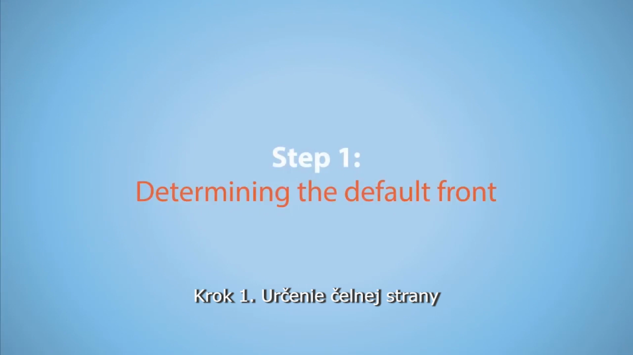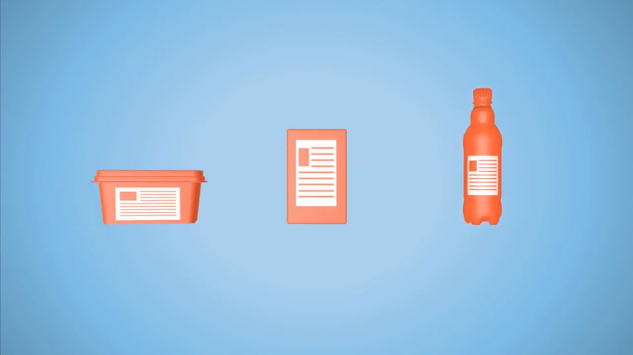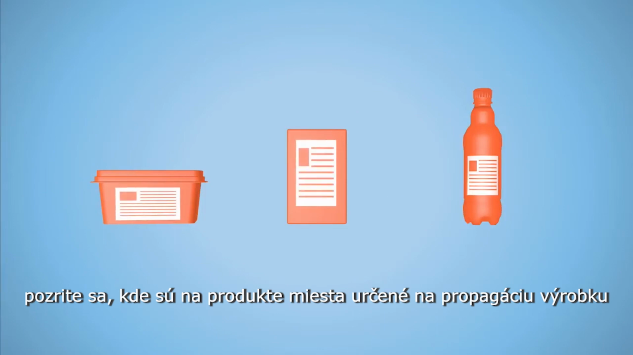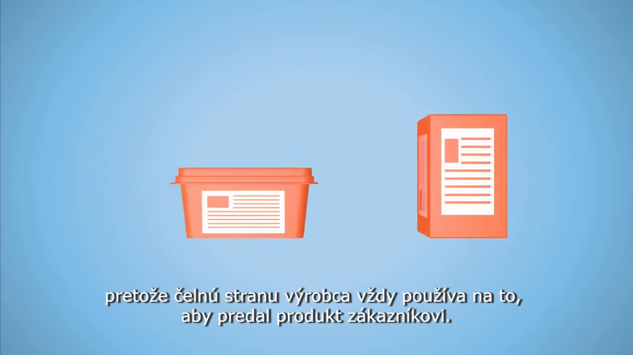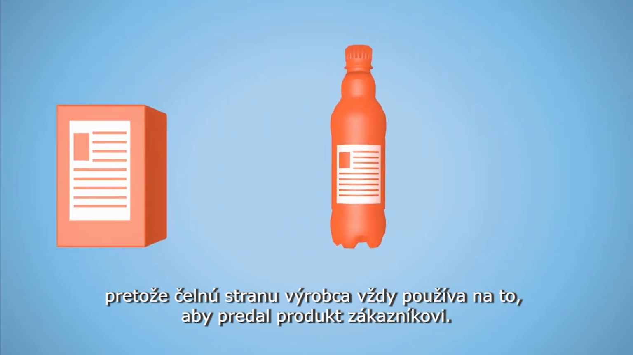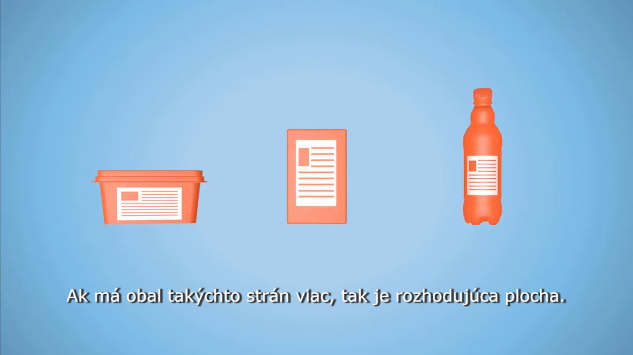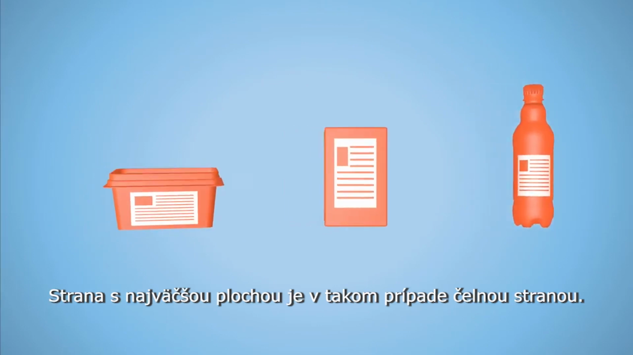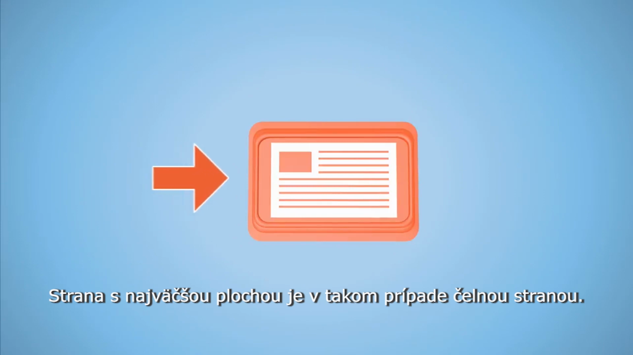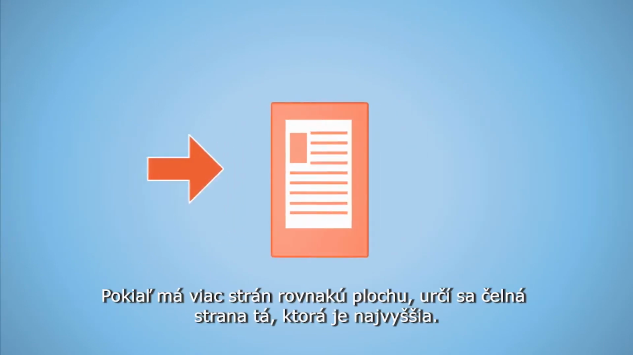Step 1. Determining the default front. In order to determine the default front of a product, first look at whether promotional markings are visible on the product, since the default front is always used by the manufacturer to sell the product to the customer. If more than one side has the same promotional markings, surface area is the decisive factor. The side with the largest surface area is always the default front. If multiple sides have the same surface area, the highest side is considered to be the default front.